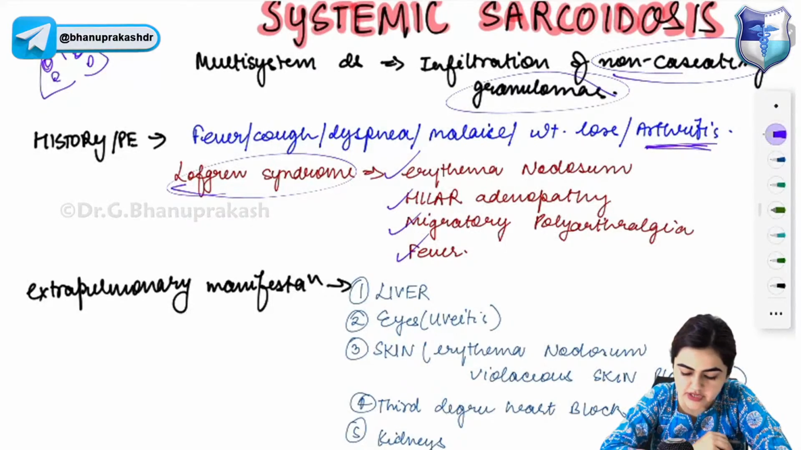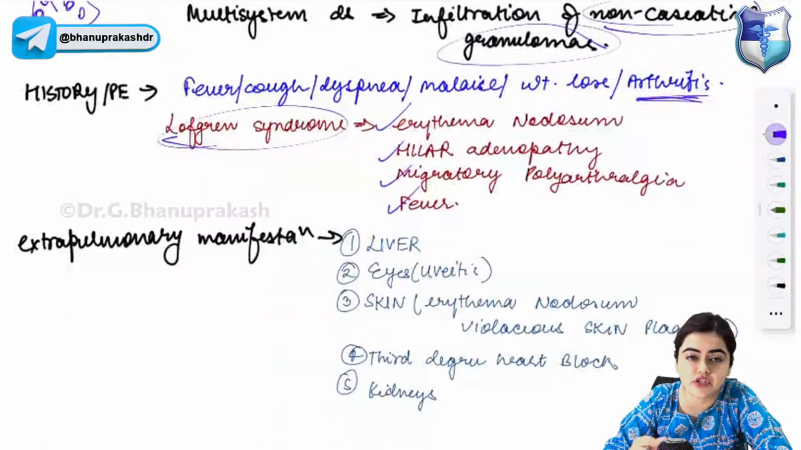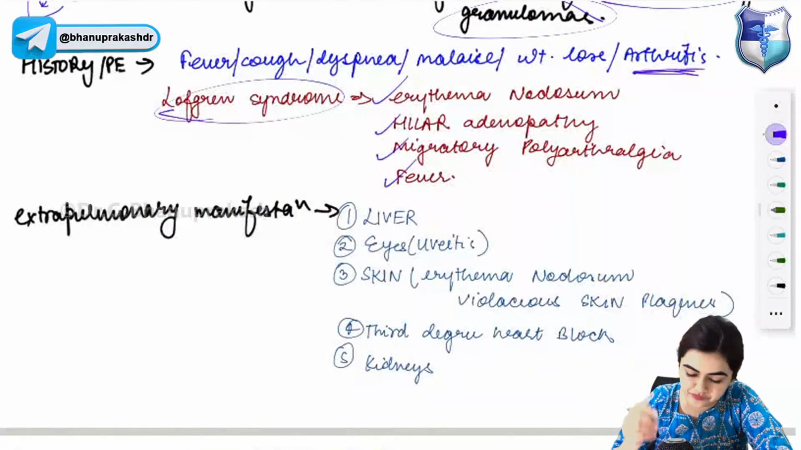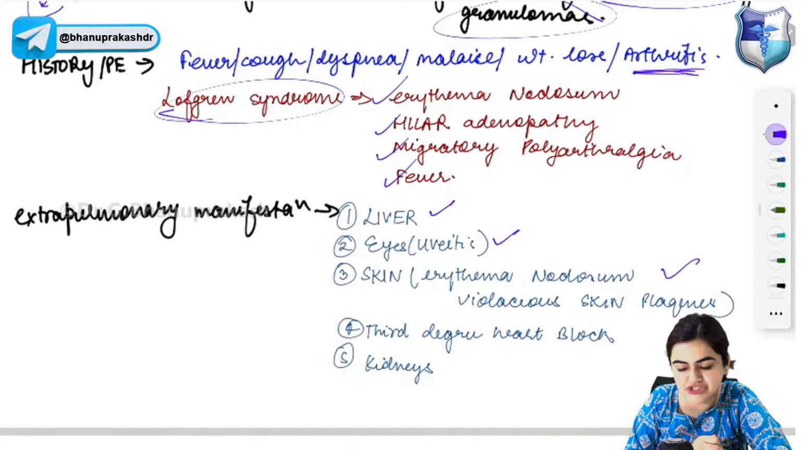Extra pulmonary manifestations of sarcoidosis include liver involvement and eye involvement. In skin, you get erythema nodosum, which is a violaceous skin plaque. Then there is third degree heart block and kidney involvement.